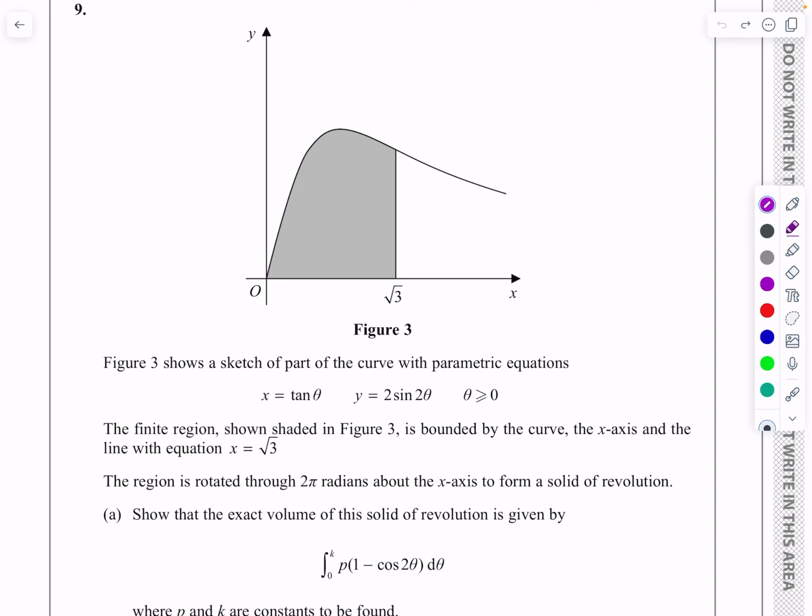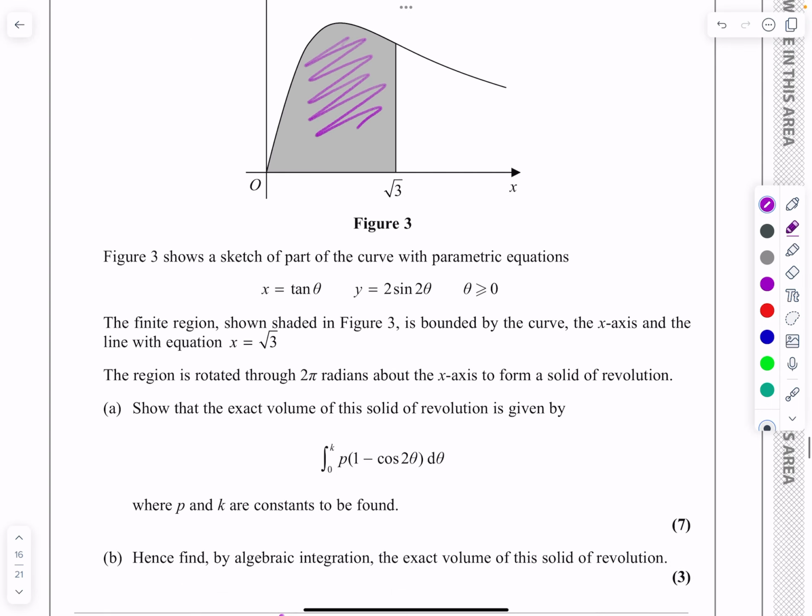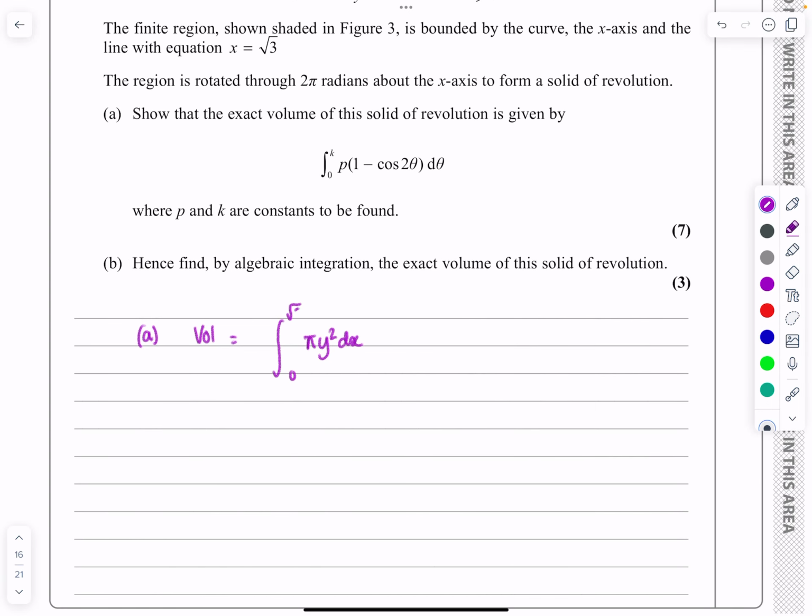So it says figure 3 is given by x equals tan theta, y equals 2 sine 2 theta. And we've got this region here, which is going to be rotated about the x-axis. So if it's going to be rotated about the x-axis, then we'll get a volume of revolution, and the volume of revolution, part A, is just the integral of pi y squared dx between 0 and root 3, which were the limits.